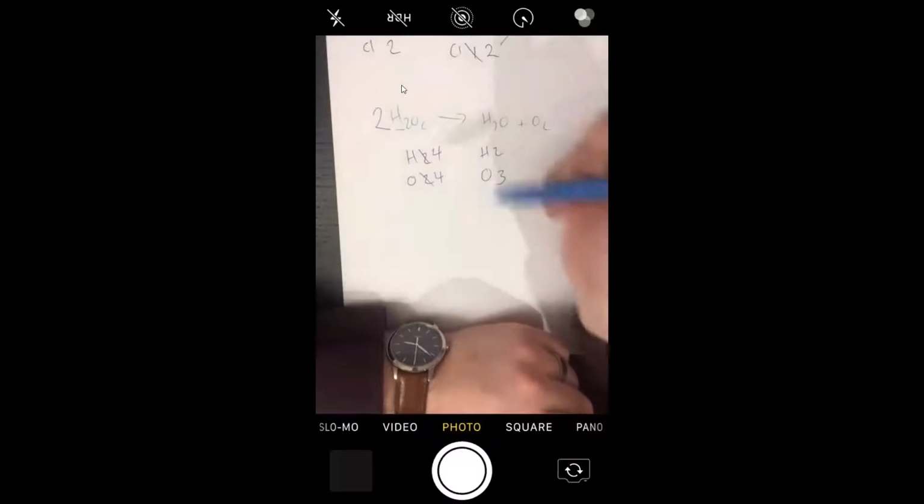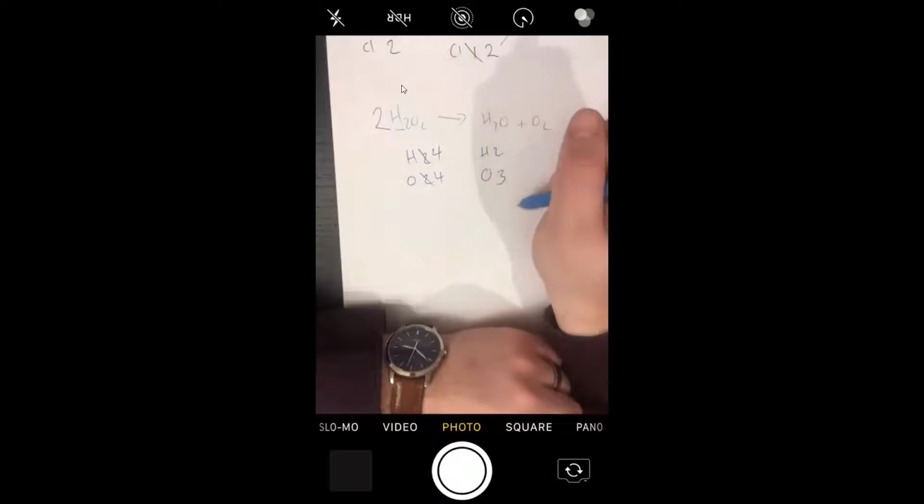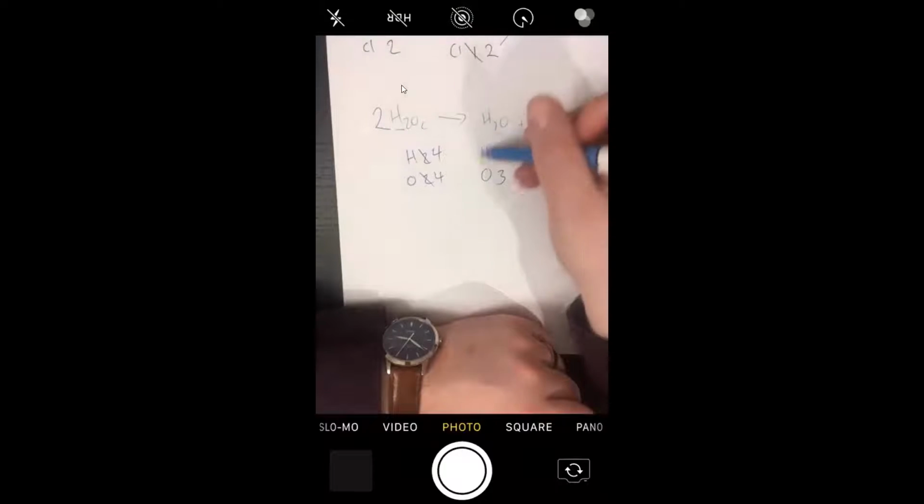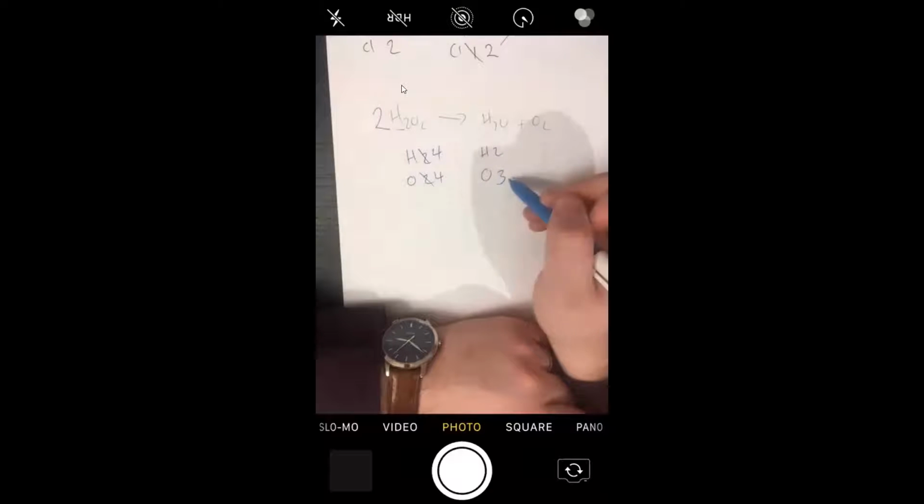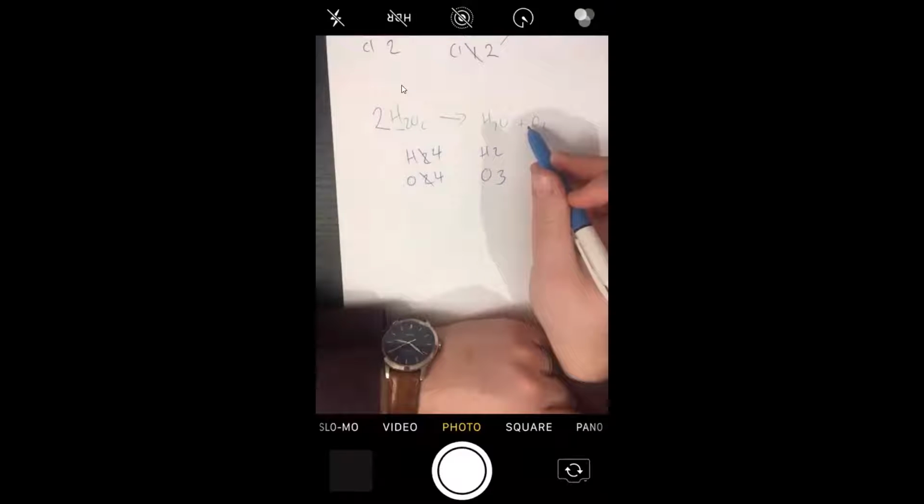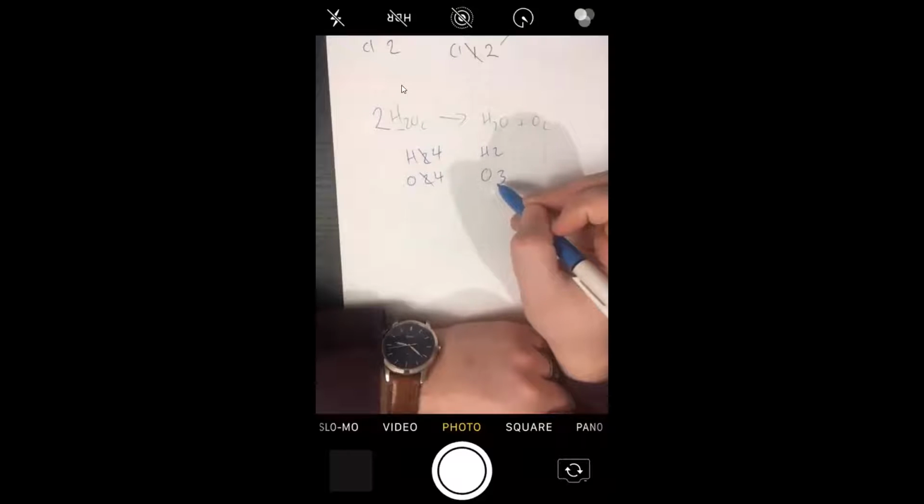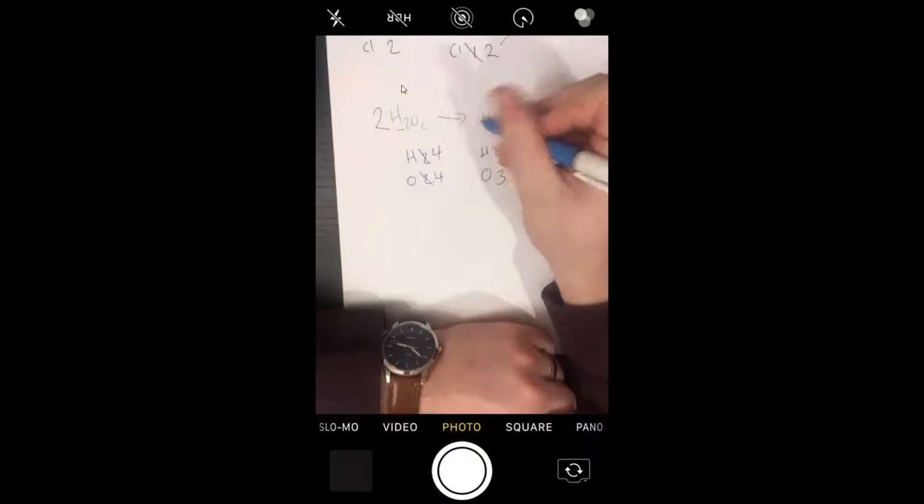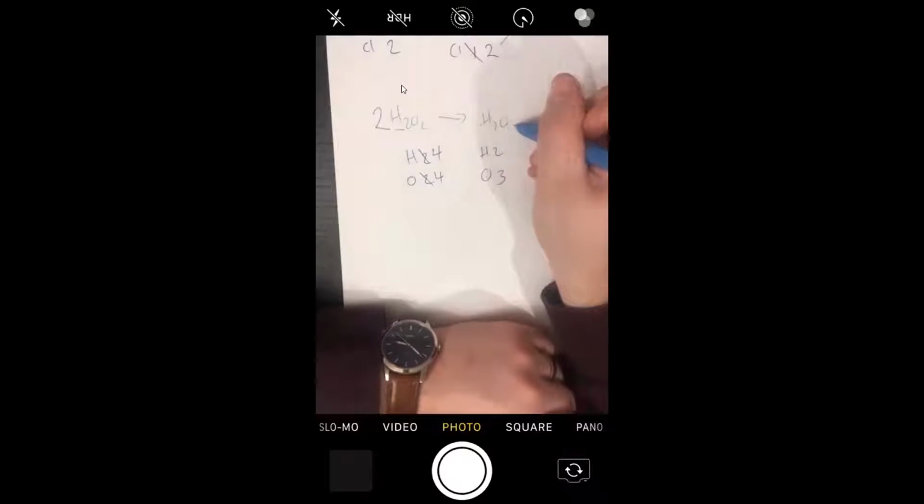And you can keep balancing this out. Well, I need to add more oxygens to the right-hand side. Now, I could put a 2 out the front here, which would make more oxygens. Or I could put a 2 at the front here. If I put a 2 at the front here, I still get more oxygens. But instead of getting 2 more oxygens, I only get 1 more oxygen.